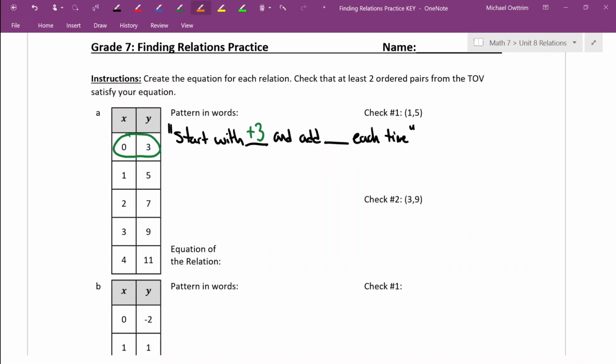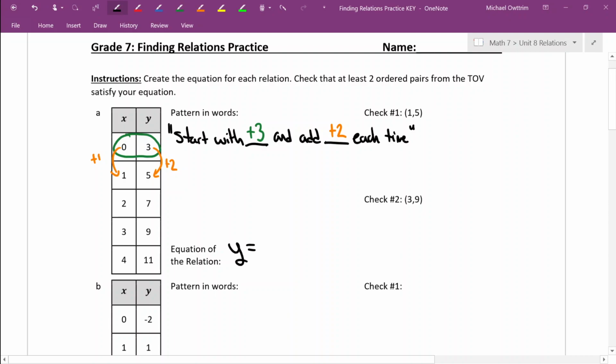Now we can look at the pattern in the changes between the rows to see what we're adding each time. So we can see that x is going up by 1 in this table of values, while y is going up by 2. And so we can say that every time we increase x by 1, we're adding 2 each time we do that. Now those two values fit into our equation as well.